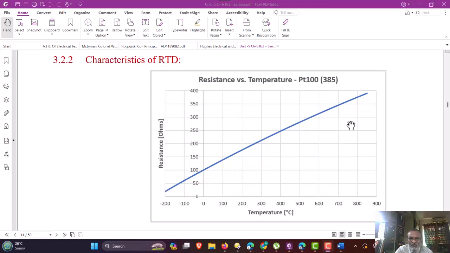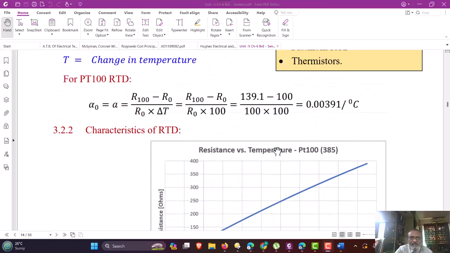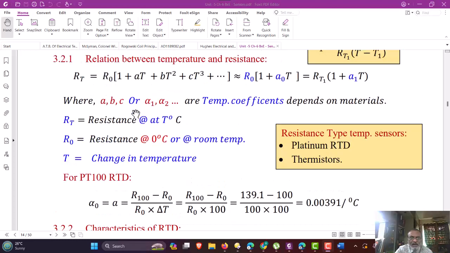And this curve is plotted by using this expression. RT is equal to R0 into bracket 1 plus alpha 0 T, where alpha 0 is 0.00391 ohm per degree centigrade.